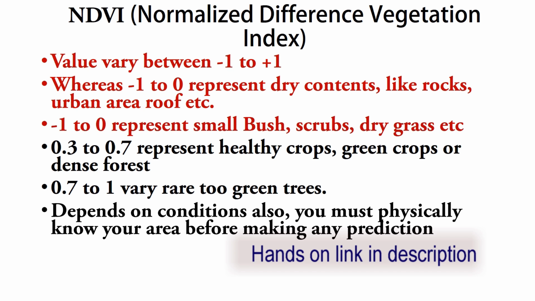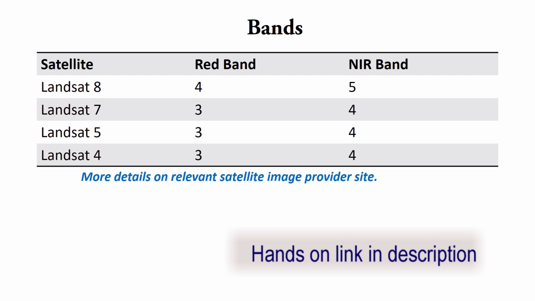0.3 to 0.7 represents healthy crops, green crops, and a dense forest. But a value from 0.7 to 1 may be a very rare value. It represents too much green, or this value may be generated by a data error also, like clouds or anything else. It depends upon the conditions also. You must physically know your area before making any prediction or any decision related to your area.